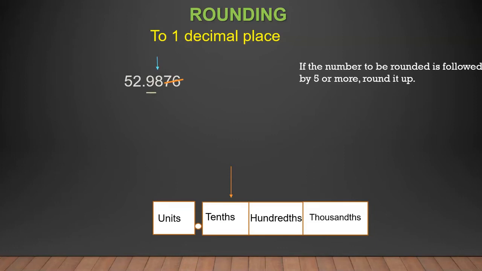So if the number to be rounded is followed by 5 or more, we round it up, which is what is happening here. So 9 becomes 10. So write down 0, carry 1, so 2 becomes 3. So you have 53.0. Put the 0 there because it will signify the first decimal place.